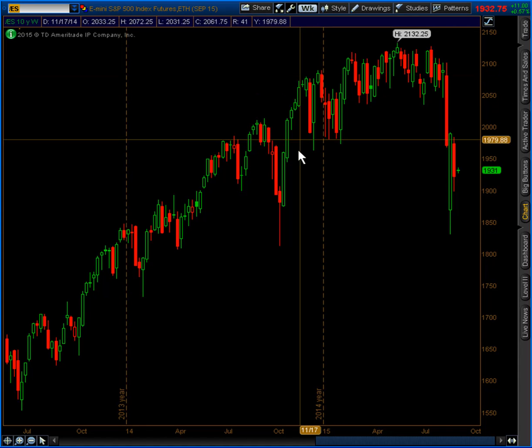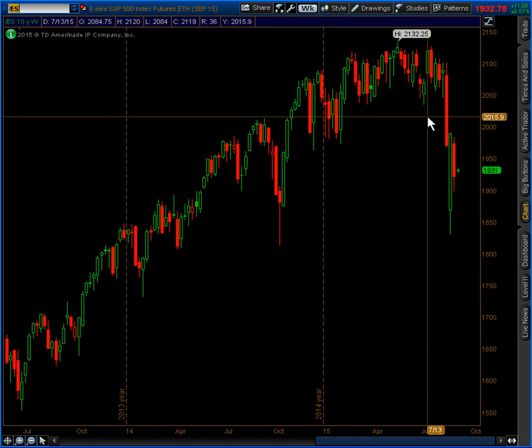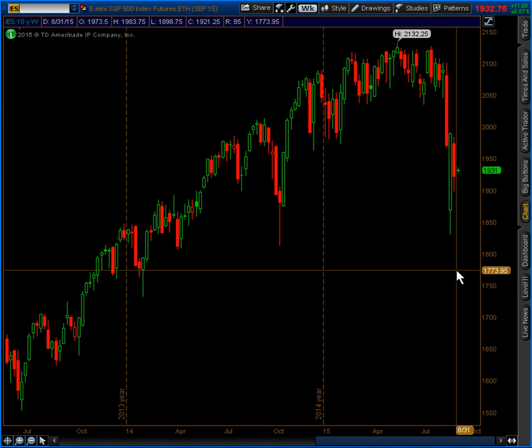Or you could have the price go up and give some kind of shooting star, bearish engulfing, bearish harami, all those candlesticks. Watch for that around this area to see the move to the downside.